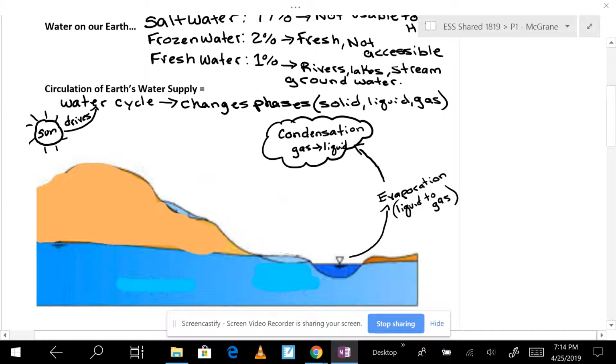Okay, these are clouds. Let me make another pretty cloud. Fabulous. All right, so then we've got another stage to bring it down, no more than about 9 days later, and this is our precipitation.